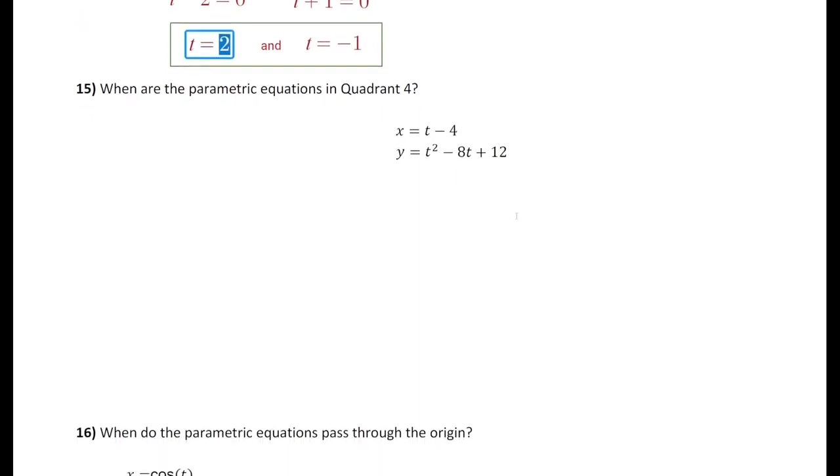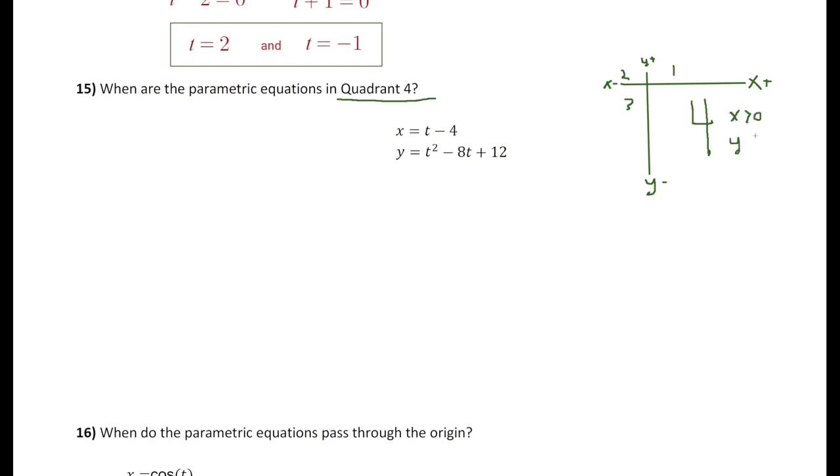Number 15, it says, when are the parametric equations in quadrant 4? So they're going to be in quadrant 4, which is this quadrant right here. Here's 1, 2, 3, 4. When the x is positive and the y is negative, okay? The y is positive up here, and the x is negative over to the left. So in this quadrant, we're going to say that x is positive, so the x has got to be greater than 0, and the y is negative, so the y coordinate has to be less than 0.